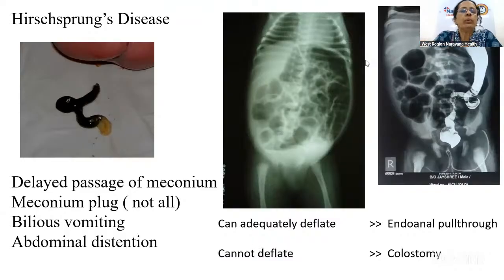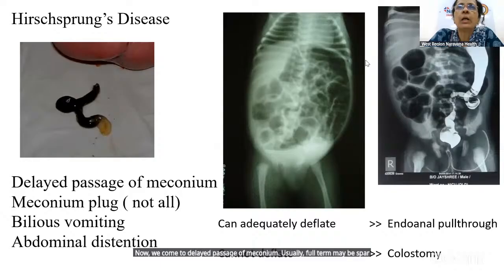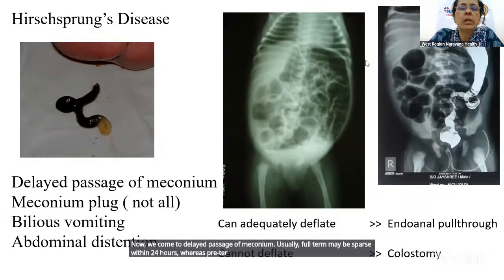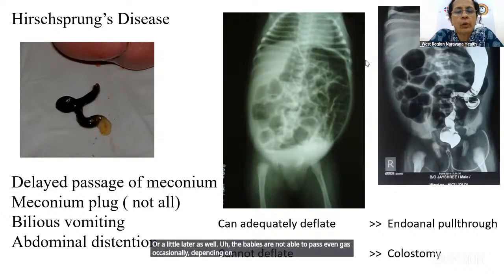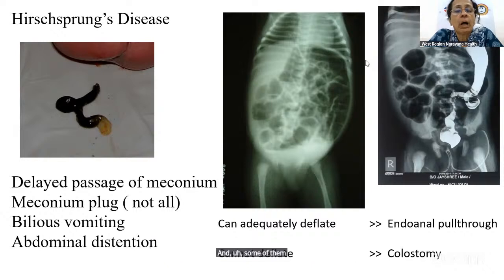Now we come to delayed passage of meconium. Usually full-term babies pass it within 24 hours, whereas preterms tend to pass it a little late, by 48 hours or so, or a little later as well. The babies are not able to pass even gas occasionally, depending on the length of the aganglionosis, and some of them may, after stimulation, pass a meconium plug, not all.